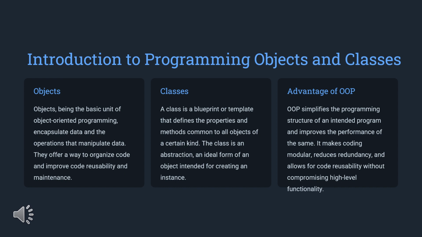Now, classes. A class is a blueprint or a template that defines the properties and methods common to all objects of a certain kind. The class is an abstraction and an ideal form of an object for creating an instance. Finally, an advantage of OOP is that it simplifies the programming structure of a program and improves its performance. It makes code modular, reduces redundancy, and allows for code reusability without compromising high-level functionality.